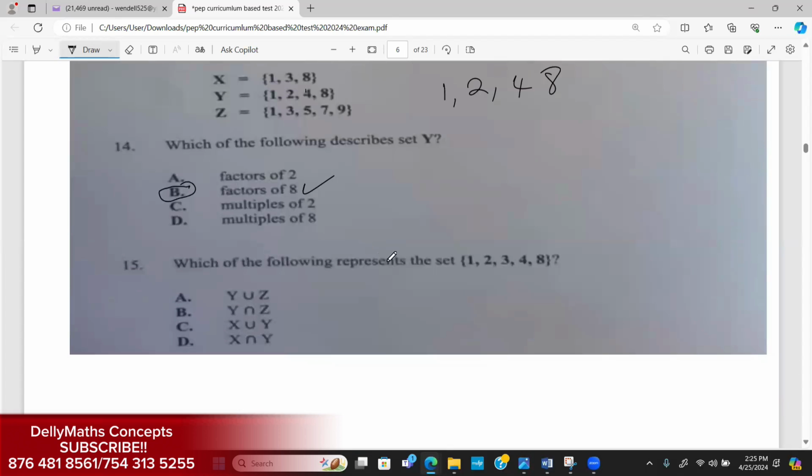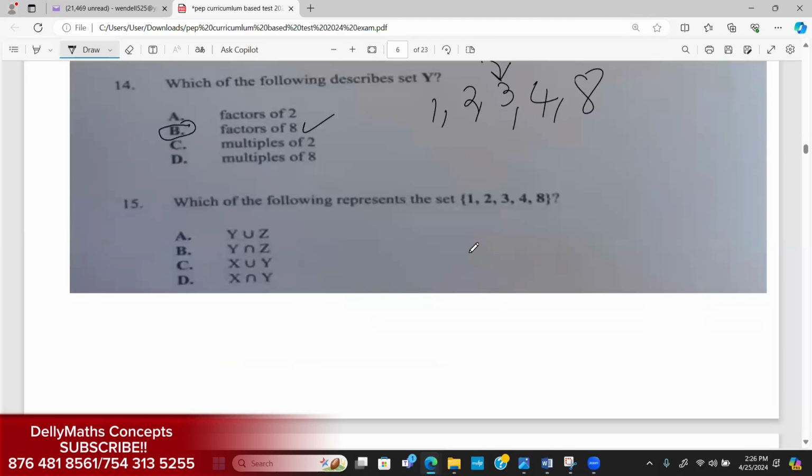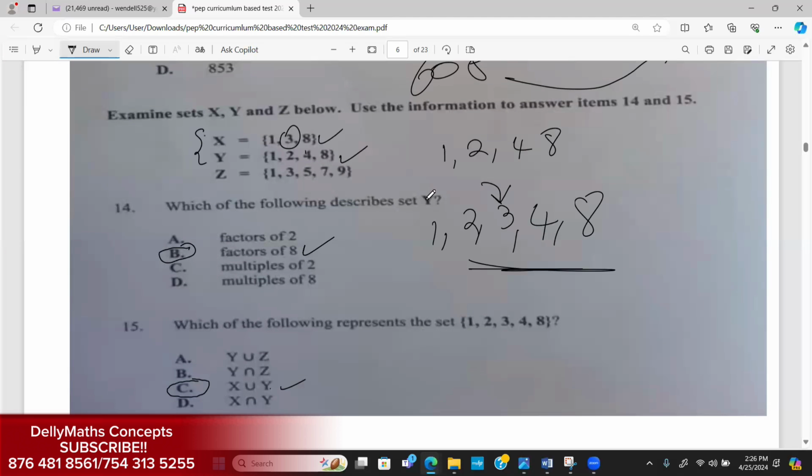Let's go for 15. Which of the following represent the set? So look at this now. We're representing 1, 2, there's a 3 added, there's a 4, and there's an 8. I'm seeing all of this here again, except for 3, which you could see is right here. So now I'm going to unite X and Y. It's a union of X and Y. So X union Y is the answer. When you combine those members, you will get this, which is what they asked us for. All right, take a look at that again. X and Y, we're good to go.